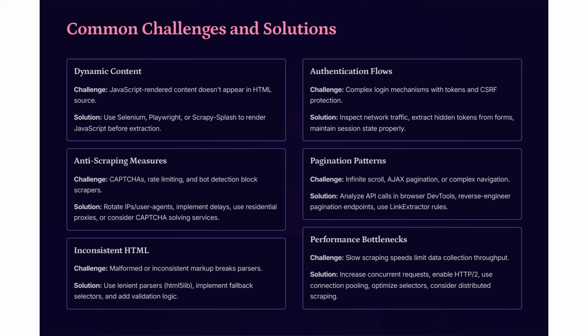Dynamic content often requires tools like Selenium or Playwright to render JavaScript. Anti-scraping measures can be bypassed by rotating IPs and using proxies. Inconsistent HTML is tackled with lenient parsers and fallback selectors. Authentication flows need careful token extraction. For pagination, analyze API calls. Address performance bottlenecks with concurrent requests and connection pooling.